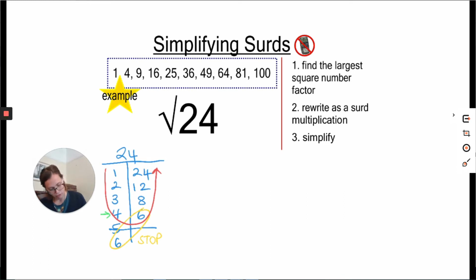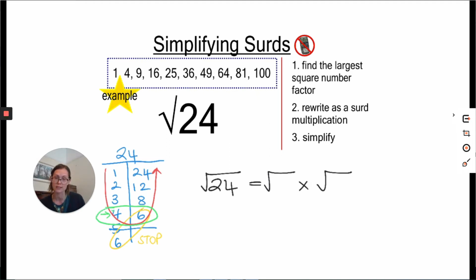That then means I rewrite my surd as a multiplication. So I rewrite root 24 equals root times root. Now this is really important. In these square roots is going to go the 4 and the 6. So in the square root goes that pair that I've picked. So this pair here that I've picked is 4 and 6. The number that comes first is very important. I must put the 4 here and the 6 here.